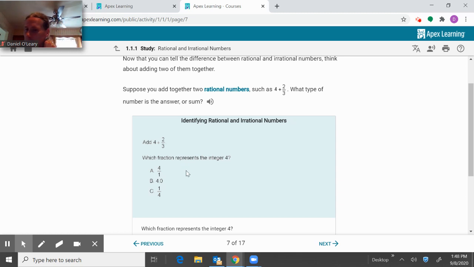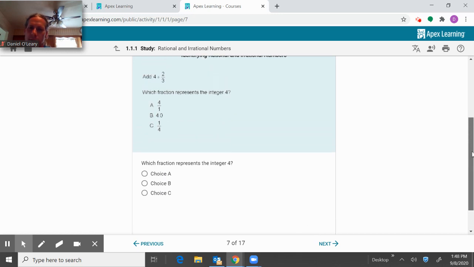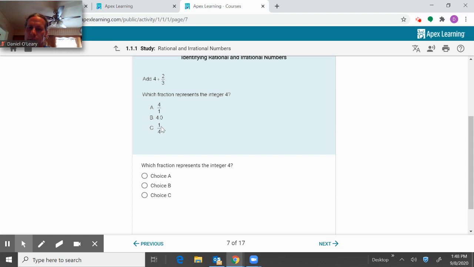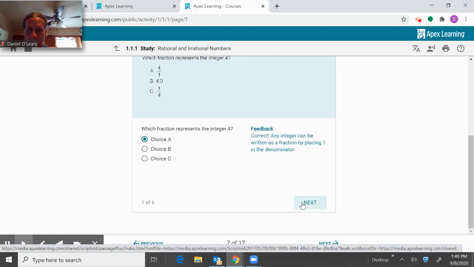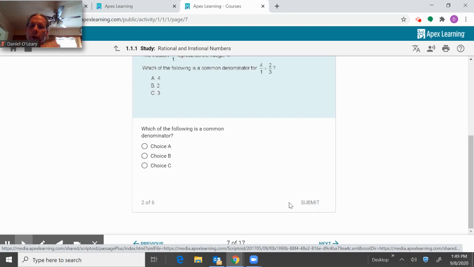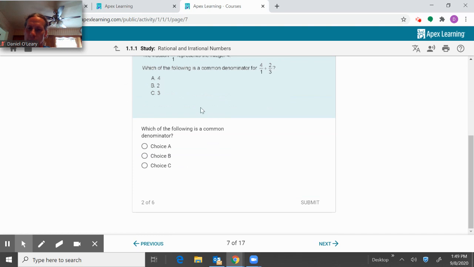I said 4 can also be written as, and then you have to decide, would 4 be written as 4 over 1, 4.0, or 1 over 4? And when it's asking for a fraction, I hope we would eliminate that choice right away because that's not a fraction. So hopefully we should know, and I'll give you a hint here. It should be choice A. All right, there you go. And then as you click, it gives you other questions to answer and prompts you to look at other things, like what is the common denominator, etc. So you would work that through.